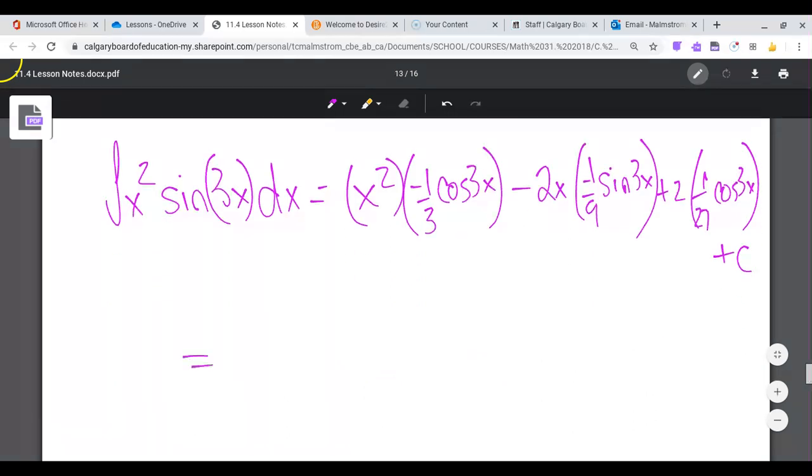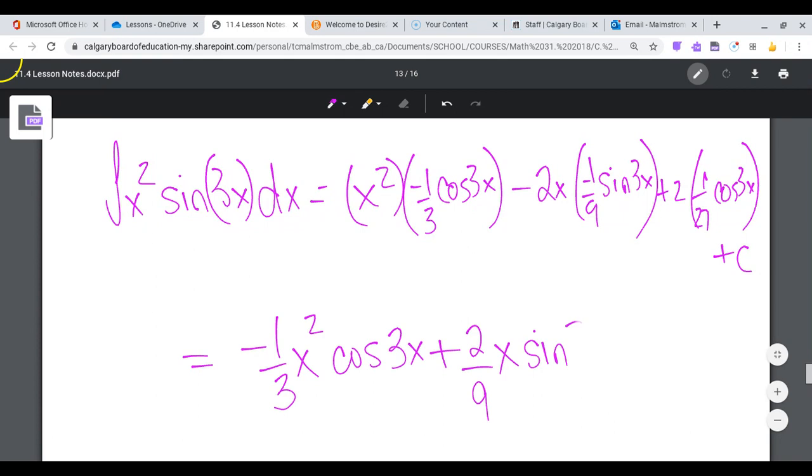So what do we get here? We get a negative 1/3 x squared cos 3x. Two negatives make a positive, so positive 2/9 x sine 3x plus 2 on 27 cos 3x plus c. All right, and then that was example 3.